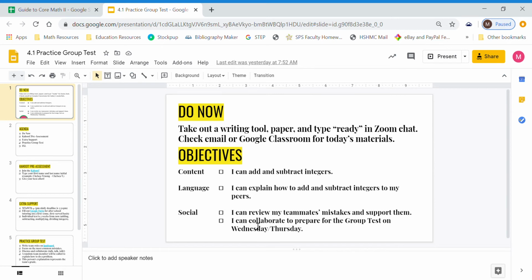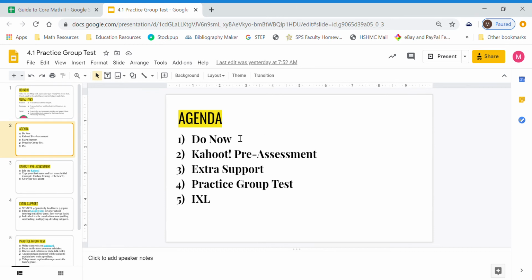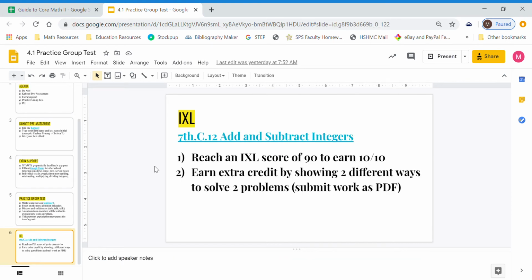And lastly, I can collaborate to prepare for the group test on Wednesday, Thursday. It's very important to collaborate because everyone's getting the same grade on the actual group test. The agenda: next will be the Kahoot pre-assessment, followed by extra support, and we're going to end the day off with the practice group tests. And this week's IXL is going to be 7th C12, add and subtract integers.